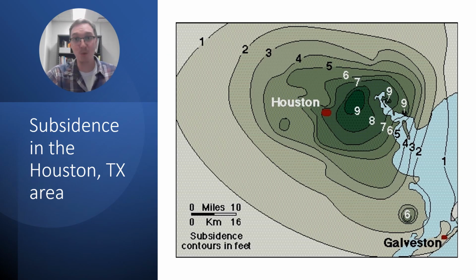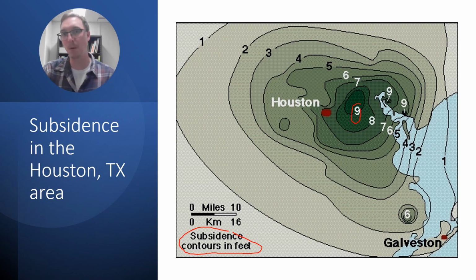Now, subsidence is a really big issue in a lot of different places. Here we see Houston and Galveston, Texas. This is subsidence estimates for quite a while ago, but notice that our subsidence contours are in feet. That means somewhere between 9 and 10 feet of subsidence in the Houston, Texas area because of groundwater depletion.